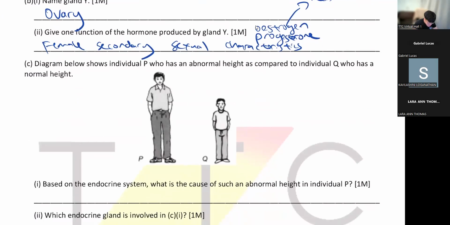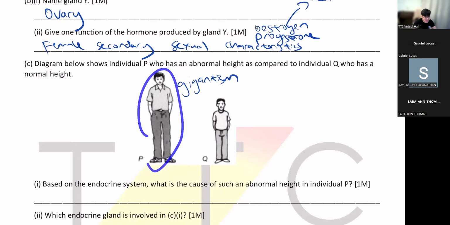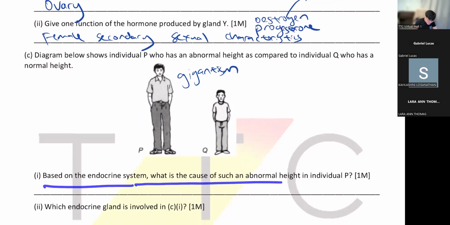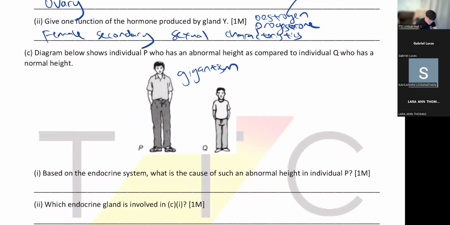All right. So, a person who has an abnormal height. If you see someone this tall, what is this called? This is called gigantism, which is not a good thing. What classifies gigantism? Like you are 200 something cm and above. Like if you are 230, you can almost touch the ceiling already. That's gigantism. So based on the endocrine system, what is the cause of such abnormal height? Why is the person so tall?